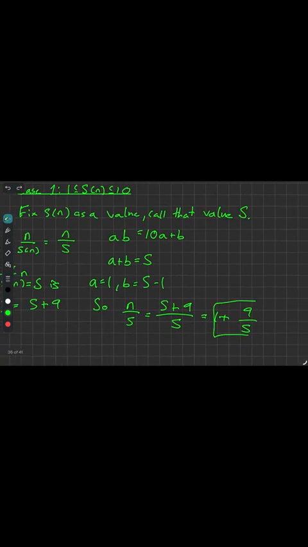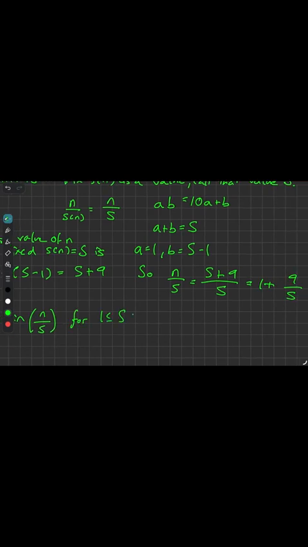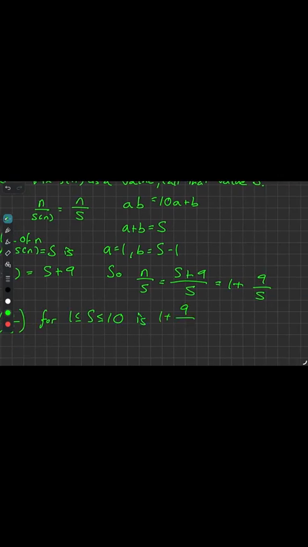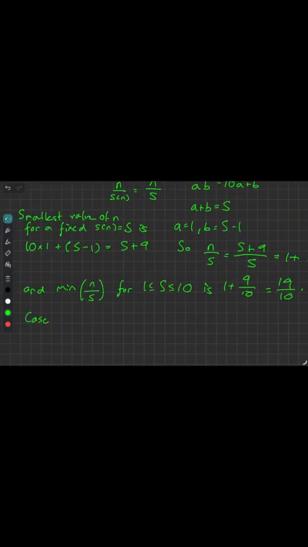So if we want to make this as small as possible for values of s between 1 and 10, then we need to make s as large as possible, right? Because then this fraction is going to be small. As you make the denominator bigger and bigger, this fraction gets smaller and smaller. So you want s to be as large as possible to make this fraction as small as possible. So you are adding the smallest possible thing to 1, okay? And the largest value of s that we actually have between 1 and 10 is 10. And so the minimum value of this quantity is going to be when s is equal to 10. And the minimum value of n on s for 1 less than or equal to s less than or equal to 10 is 1 plus 9 over 10, which is 19 divided by 10. Okay, so that's the first case, and then we can go through the second case decently quickly here.